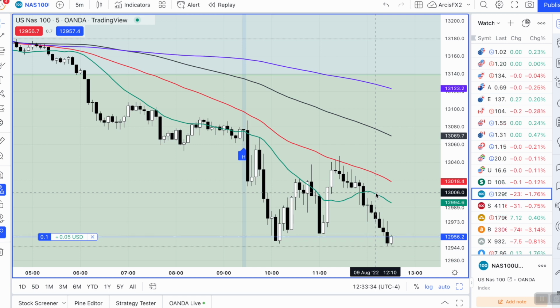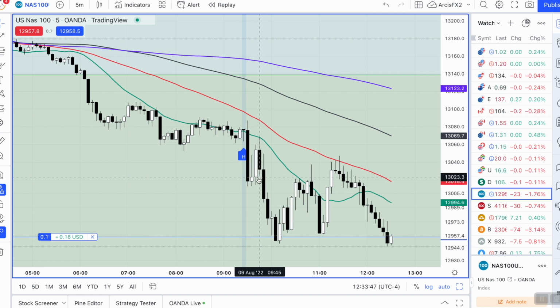So it's a little bit unfortunate because we've gone into lunchtime now, so the markets could get a little quiet. And this is what's happened today. So NASDAQ began to fall at around about the market open. Actually, I've got New York time on here, so let's go back and have a look.